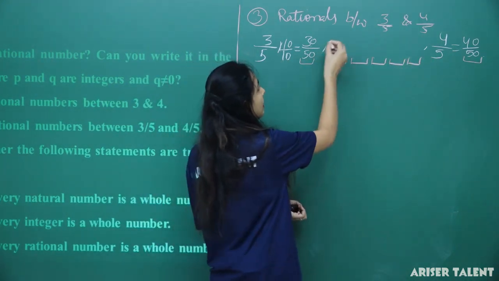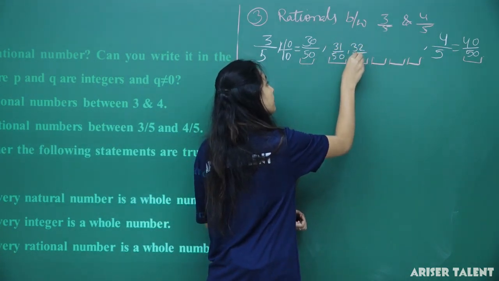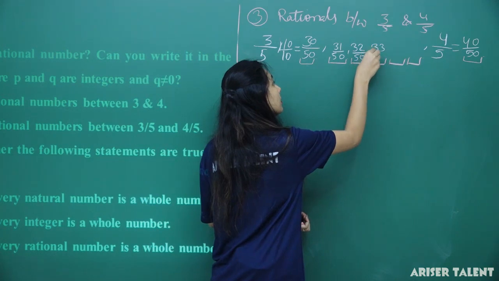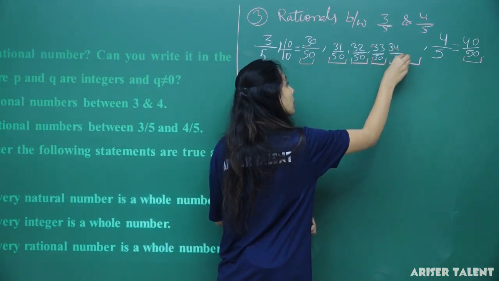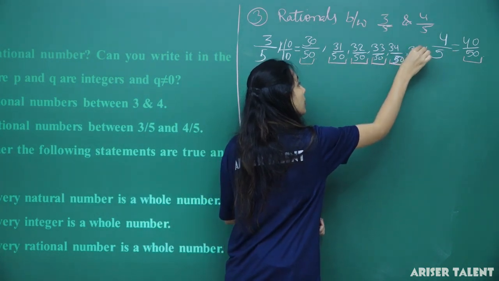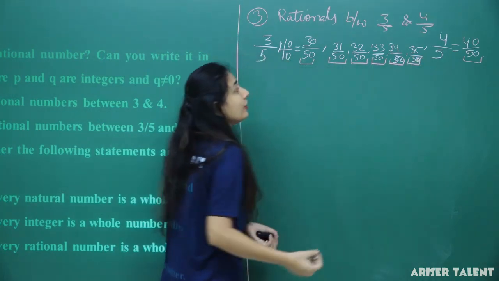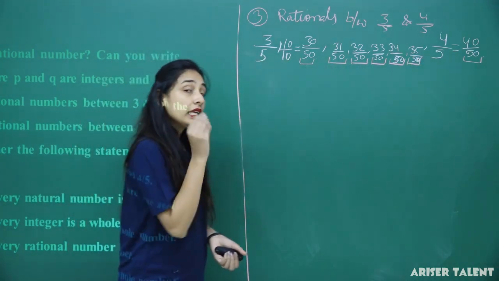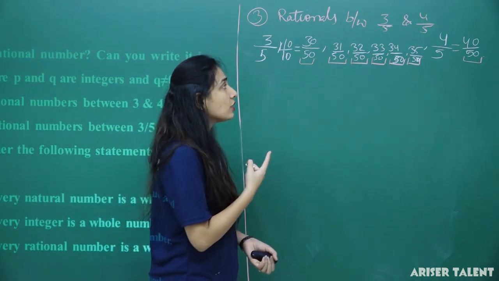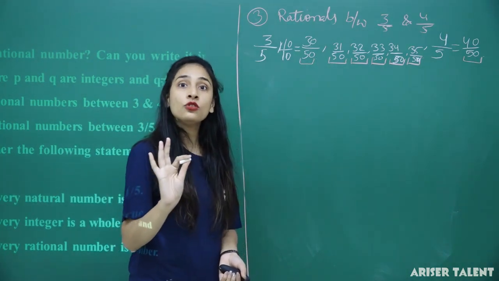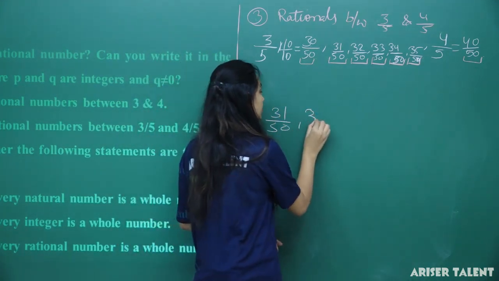So after 30, there will be 31 by 50, 32 by 50, 33 by 50, 34 by 50, 35 by 50. That will be your answer. Now you will ask me, ma'am, can we write 36 by 50? Yes, you can write, but we have asked only about 5 numbers, so we can choose any 5 numbers among these.